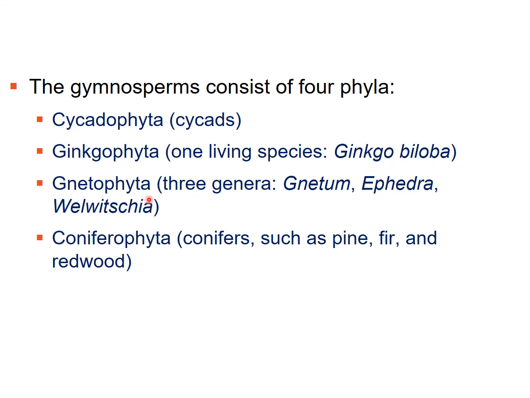The Gnetophyta, which have 3 genera, each of them having several species. And then the Coniferophyta, which are the ones that you're probably most familiar with. This includes the conifers, such as the pine, the fir, and the redwood trees. Now let's see some examples.